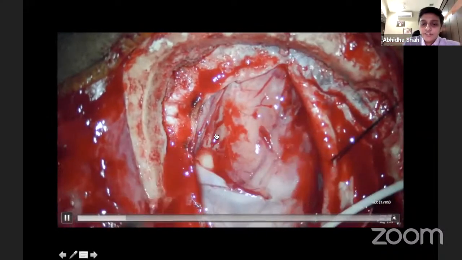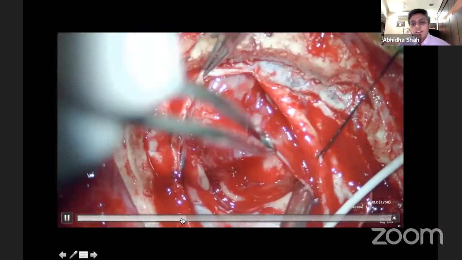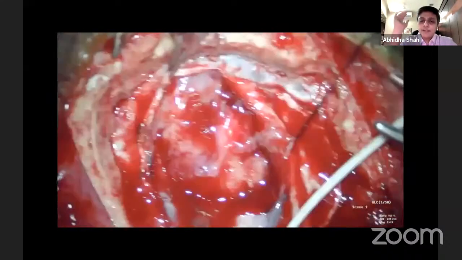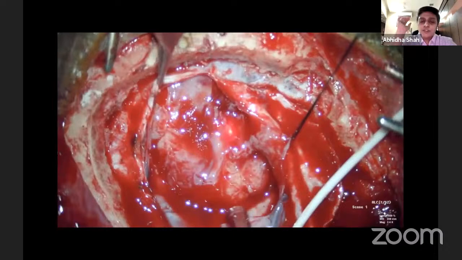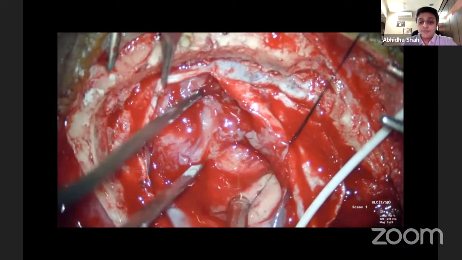And here you can see that we are separating it from the normal fibers. I will just run this forward a little bit. And you can see that a plane is being developed. A very definite, well-defined plane can be developed while operating on gliomas if you understand the anatomy of the region and understand where the fibers are displaced.